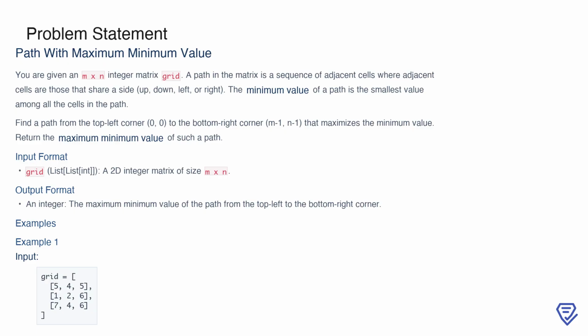Along this path, we calculate the minimum value, which is the smallest value among all the cells in the path. Our objective is to maximize this minimum value over all possible paths. In simpler terms, we need to find the path where the smallest number encountered along the way is as large as possible. The input is the grid itself, and the output is a single integer representing this maximum minimum value.